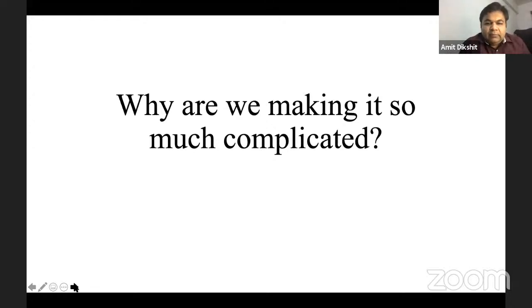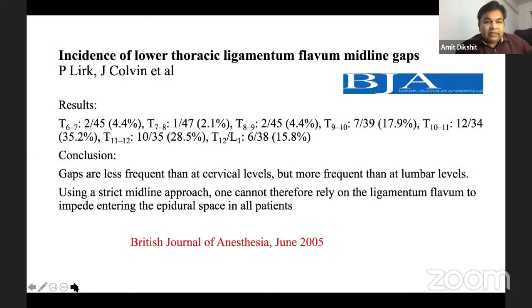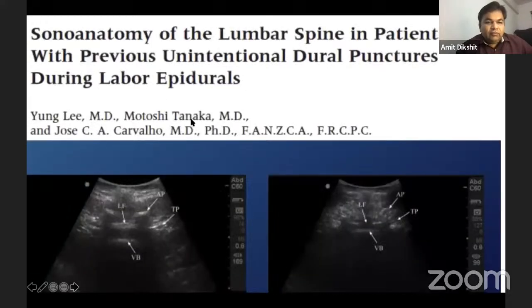So why are we making it so complicated? This is the common question which my colleagues, my PGs, are asking. Now, there are some studies which can support my argument. And you can see ligamentum flavum is absent in some individuals. This was one study where a patient developed post-dural puncture. Unintentional dural puncture was there with labor analgesia. And later they looked at the anatomy, and they found that ligamentum flavum was absent.